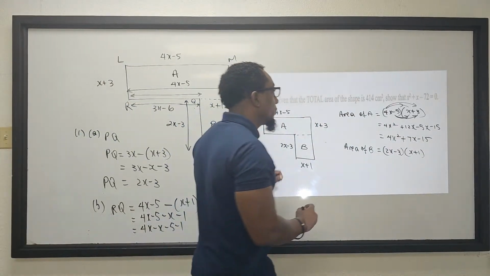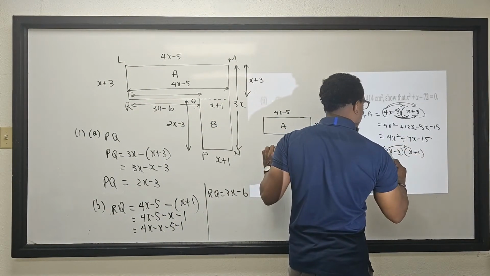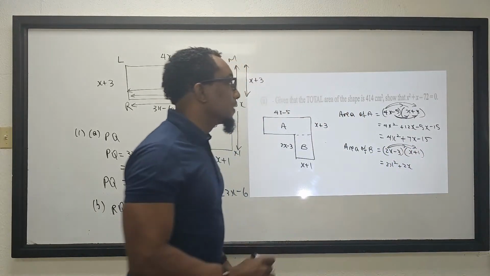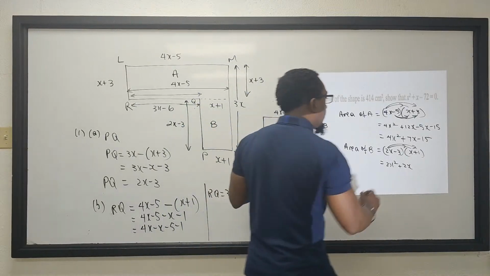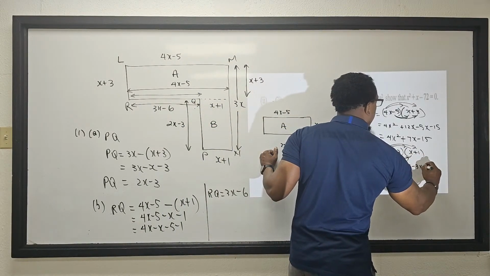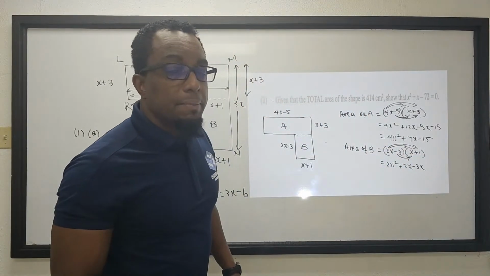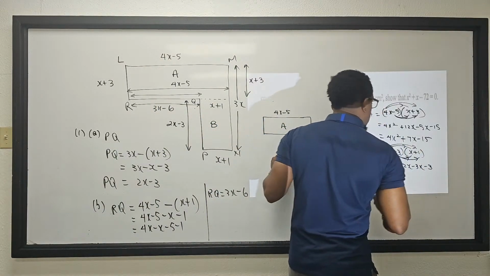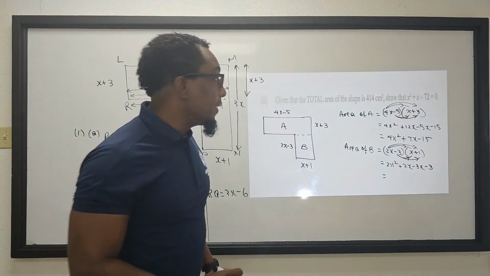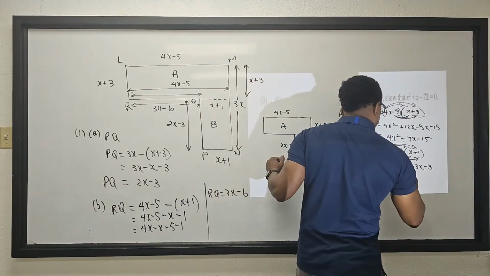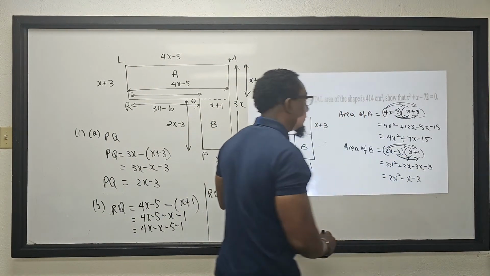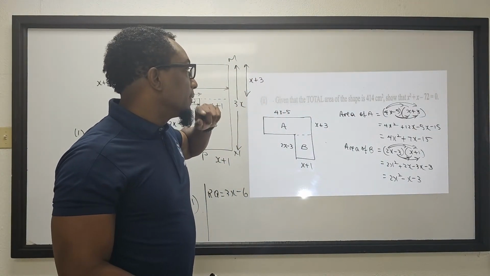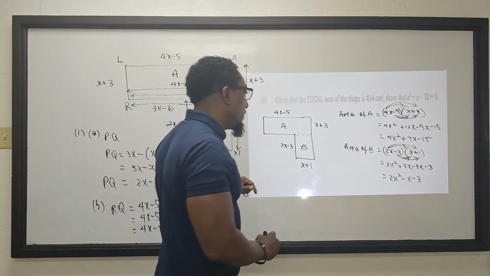This will be 2x by x will give me 2x squared. 2x by positive 1 is positive 2x. Negative 3 by x will be negative 3x. And negative 3 by positive 1 will give me negative 3. So when I simplify, we're going to get 2x squared minus x minus 3, this is the area of B.